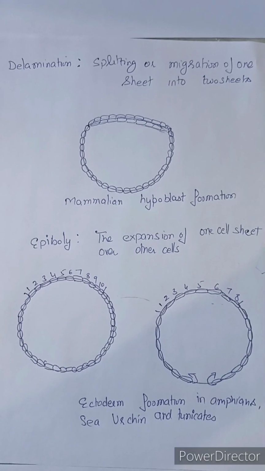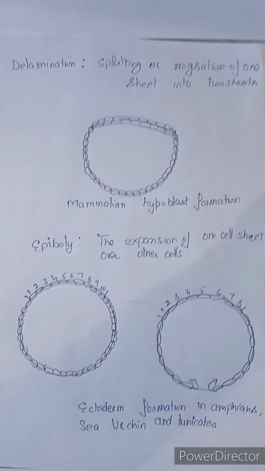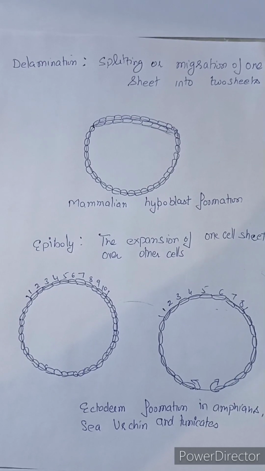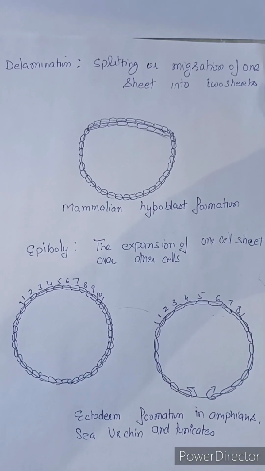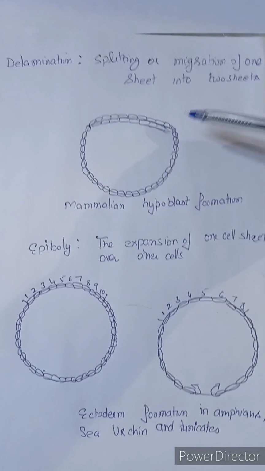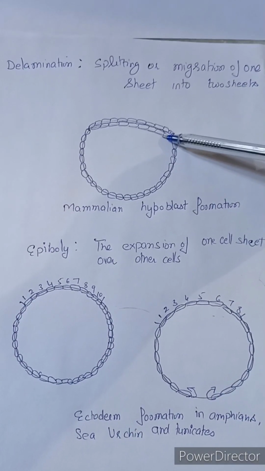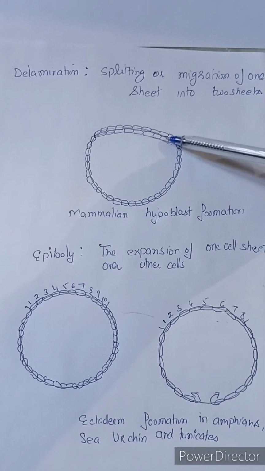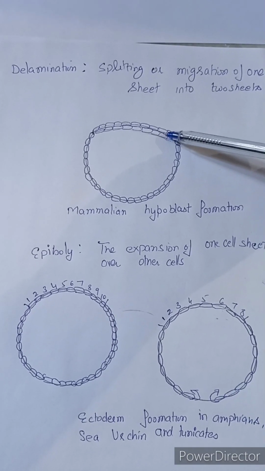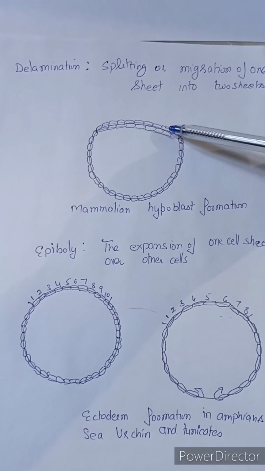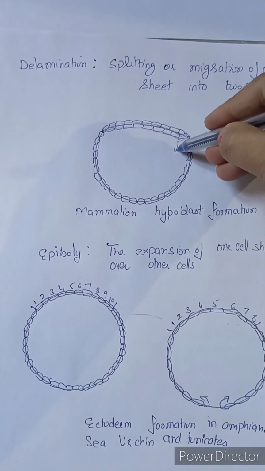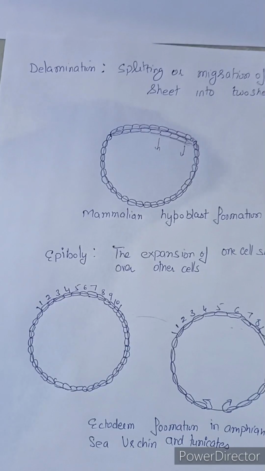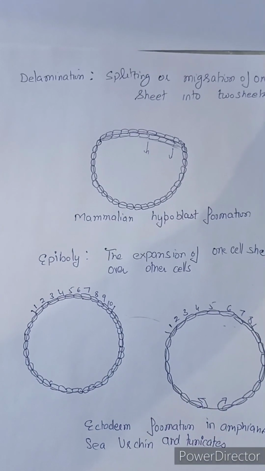So the next type of cell movement is delamination. Delamination is the splitting or migration of one sheet into two sheets. Here you can see the 1 and 2 sheets that are visible, but during delamination these two layers separate out, and this particular layer moves down. It is not an individual cell, it is the complete layer that moves toward the inner side, and separation is there.